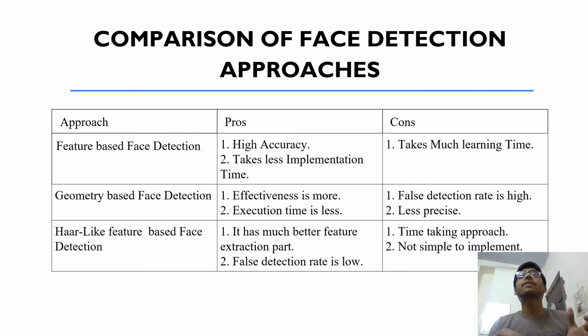When we compared these different face detection approaches, we found some merits and demerits. For feature-based face detection, it was highly accurate and took less implementation time, but it took much learning time. For geometry-based face detection, it was more effective and execution time is less, but on the other hand, the false detection rate was high and it was less precise. For Haar-like feature-based face detection, it has a much better feature extraction part and the false detection rate is low, but it is a very complicated process to perform, and it is also a time-taking approach.